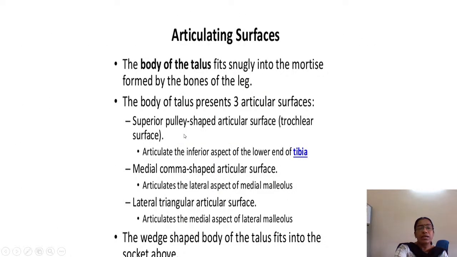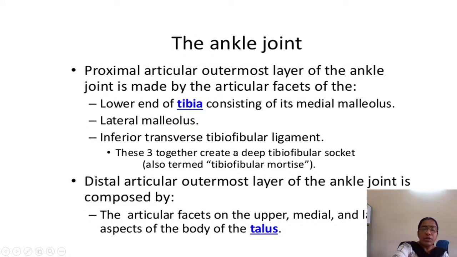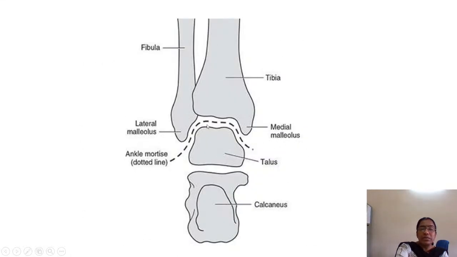If you see here, the body of the talus presents three articular surfaces: the superior pulley-shaped articular surface, called the trochlear pulley, which articulates with the inferior aspect of the lower end of the tibia. So that is the superior surface, which is pulley-like.